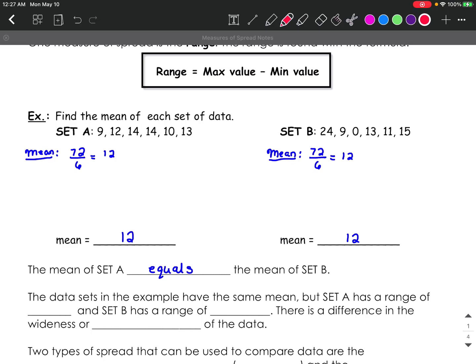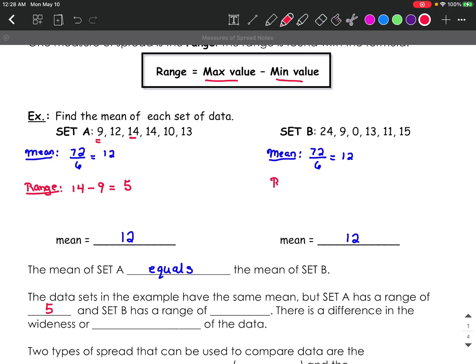So let's go back and find the range. Now remember, the range, we take the biggest value in the set, which in set A, the biggest value is 14, and we subtract the smallest value. And the smallest value in set A is 9. And 14 minus 9 is 5. So all of the data in set A is within 5 numbers of each other. They're only between 9 and 14. They're all clustered in there together.